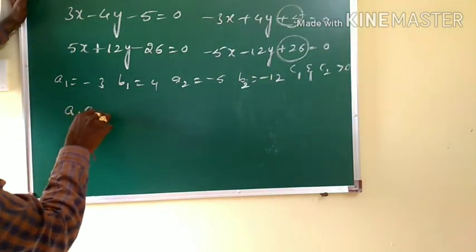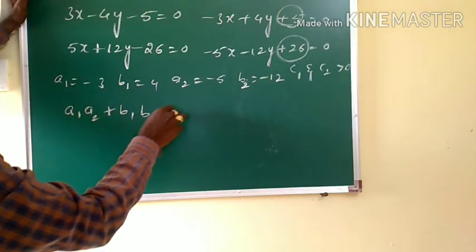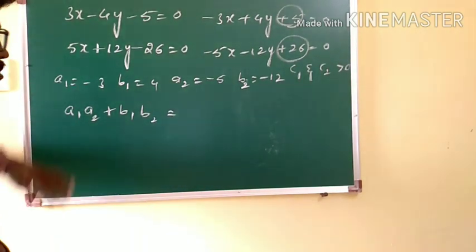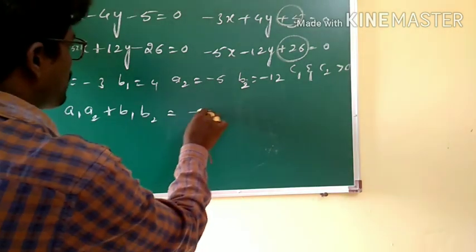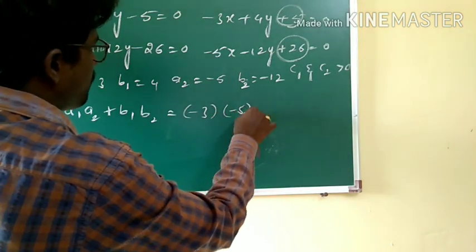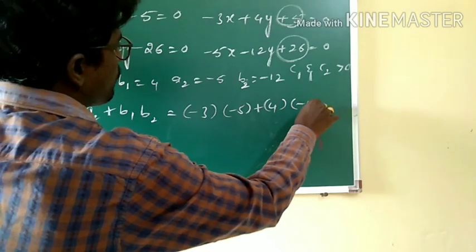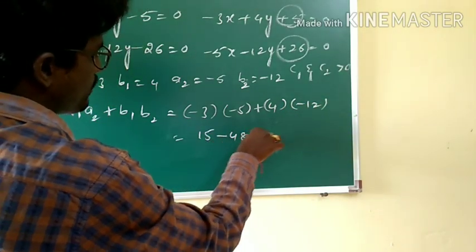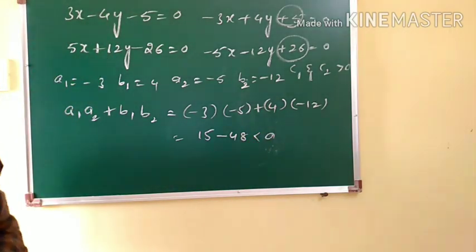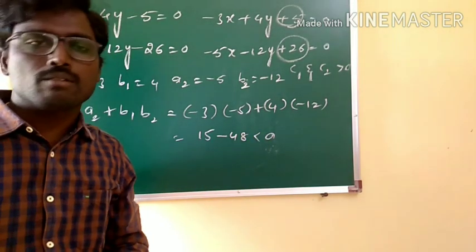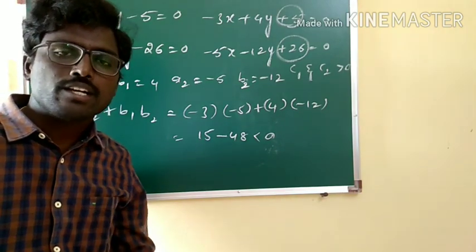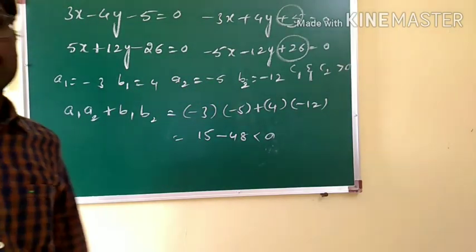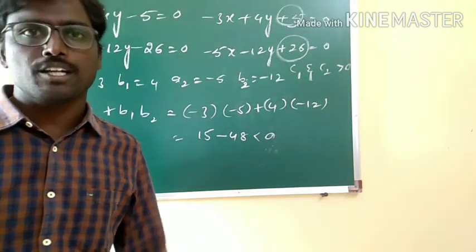Let us calculate A1 A2 plus B1 B2. This is according to the concept itself. I told you, I even gave you a short note also. Minus 3 into minus 5 plus 4 into minus 12: 15 minus 48, which is less than 0. Means here we have got A1 A2 plus B1 B2 as negative. When A1 A2 plus B1 B2 is negative, which sign will we take between the expressions of angle bisectors? Plus sign will we take for the acute angle.